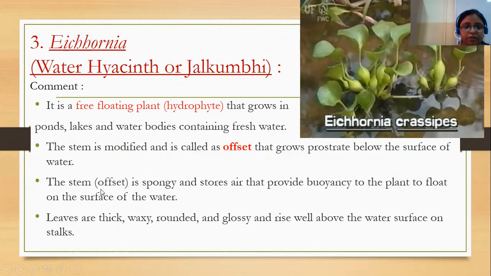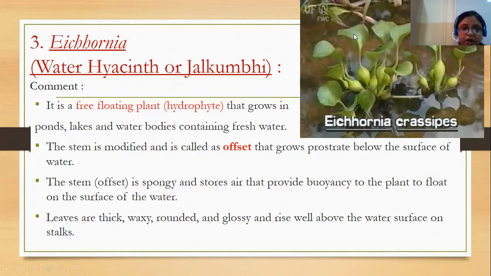Fine. And the stem is also spongy. Lots of air is filled inside it. Lots of air is stored in it. That simply provides buoyancy to this plant. See, this plant has to float on the surface of the water, and in order to float, it requires some buoyancy. Buoyancy means so that it can easily float. Fine. So lots of spaces are there in it, and the air is filled inside it. That's why it becomes light and it floats on the surface of the water. And then leaves, here you can see the leaves are there.